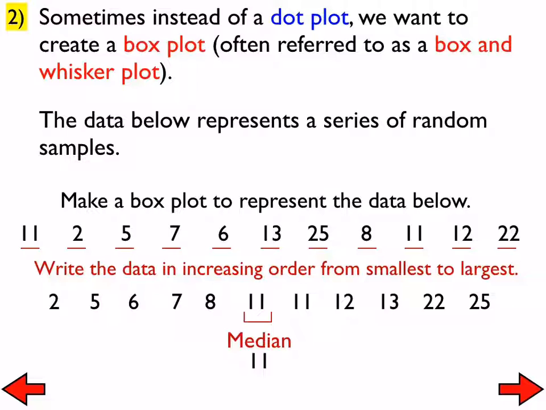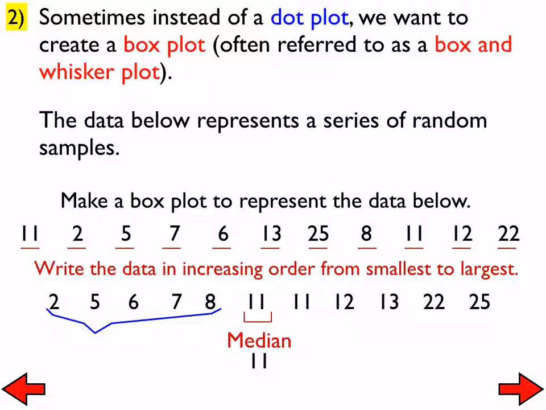So we put the numbers in order from smallest to largest, or smallest to biggest, however you want to think about that, and we find the median. Now, we also have to find what I call the median below the median. Think about that for a second. The median below the median.